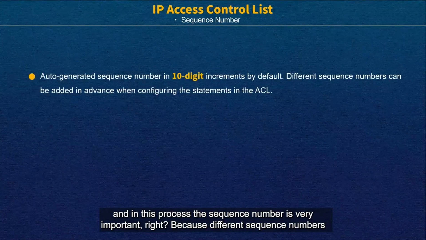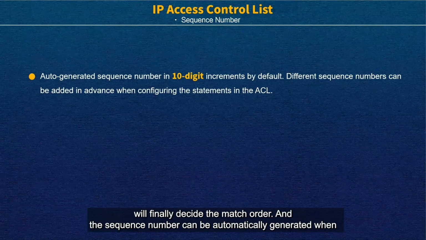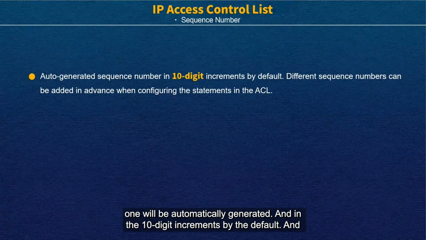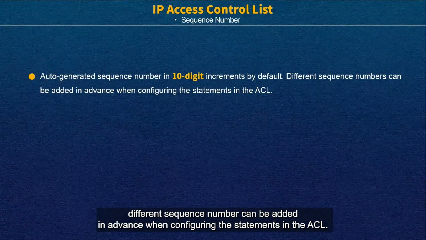And in this process, the sequence number is very important, right? Because different sequence numbers finally decide the match order. All the sequence numbers can be automatically generated when you do the configuration. If you don't add the sequence number, it doesn't matter. It will be automatically generated, in increments of 10 by default. And different discrete sequence numbers can be added in advance when configuring the statements in the ACL.